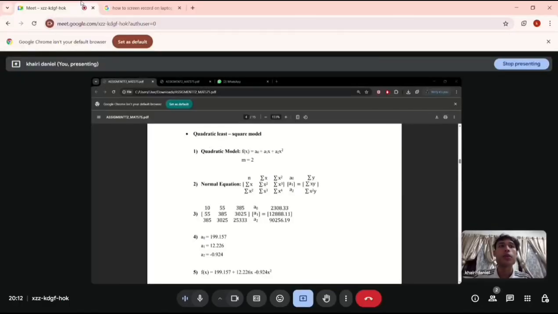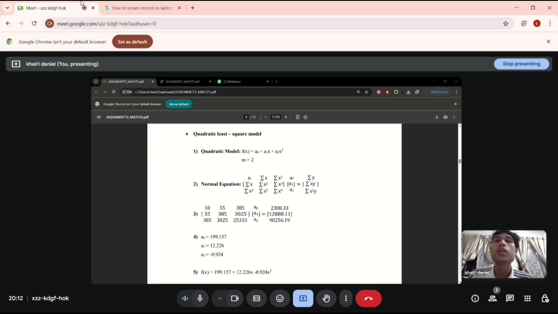Assalamualaikum warahmatullahi wabarakatuh. My name is Muhammad Khairi Daniel, and I will present the next type of method that we use, which is the quadratic least squares method. For the quadratic model, the general equation of this method is f(x) = a0 + a1x + a2x squared, which is degree 2.